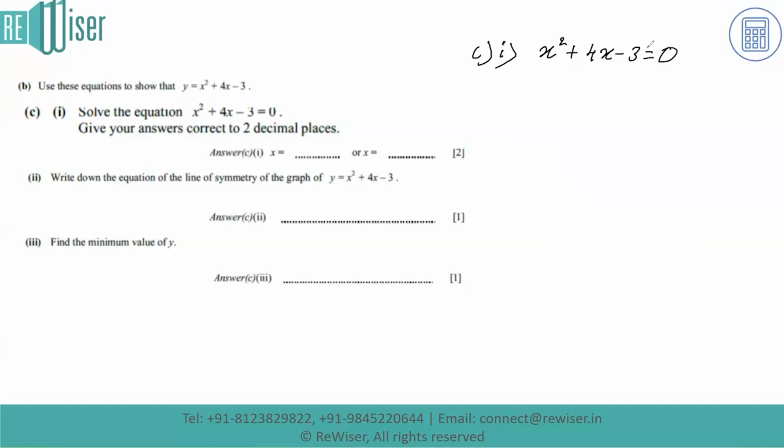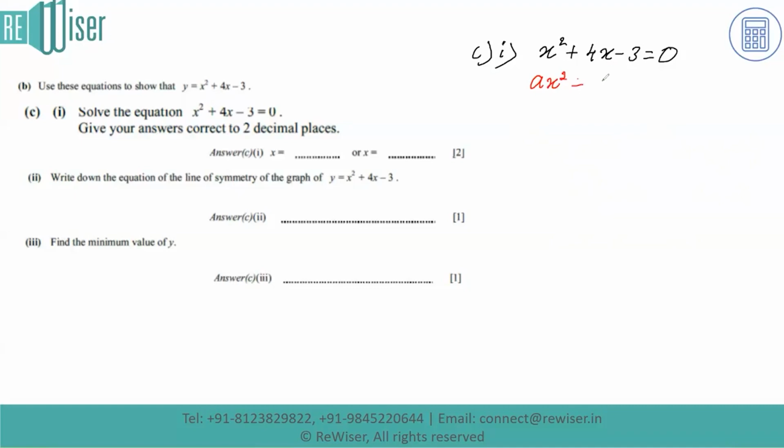Okay, so whenever they say correct it to 2 decimal places or something, you don't have to waste your time checking whether there are any factors, or whether it is possible to split the middle term or not. So we have to think about using the quadratic formula directly.